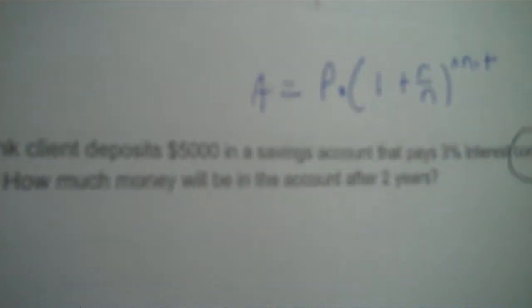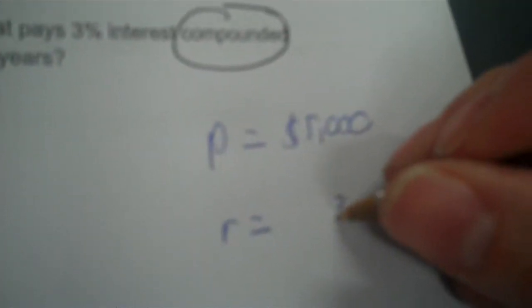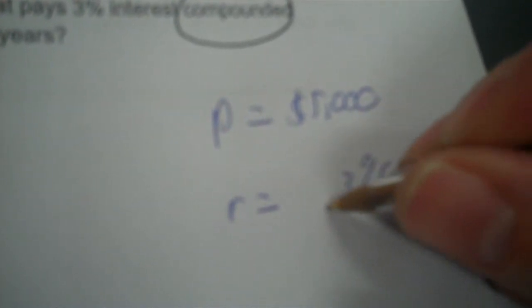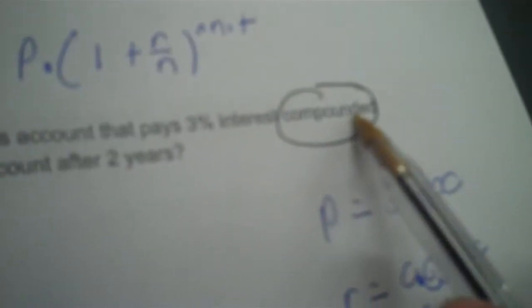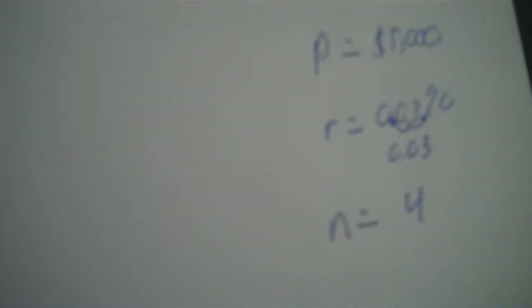So P is your money, 5,000. R is your percentage, but you got to write that as a decimal. So you put the decimal here, move it twice, once, twice. So 0.03. N is the frequency. Look after the word compounded. You'll see quarterly, that means N is 4. Semi-annually means 2, monthly 12, and so forth. And then T is your years, which is 2.